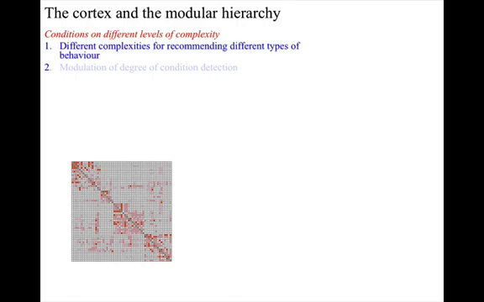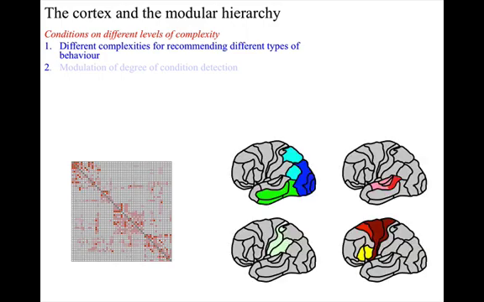Different levels of complexity will be more effective for recommending different general types of behavior. And in some cases, areas do have an identifiable range of behavioral types that they particularly support. Not a specialization in one type of behavior, but a range of behaviors to which an area contributes more strongly.